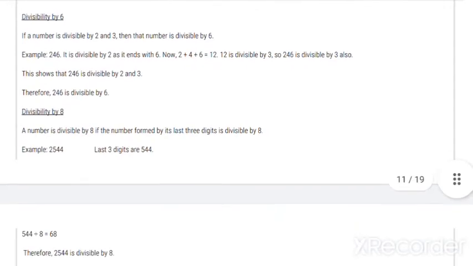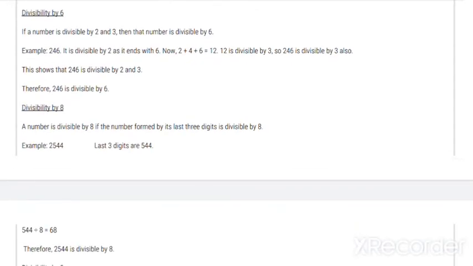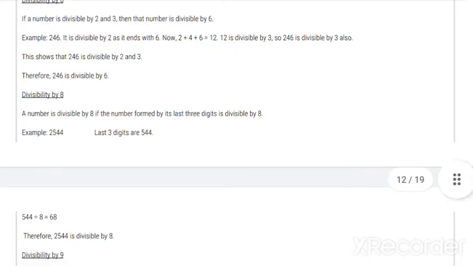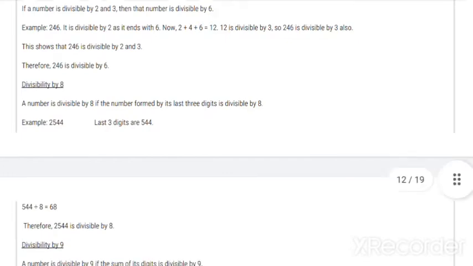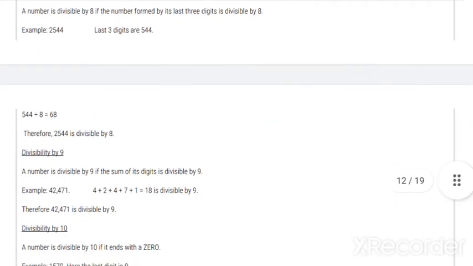Next children, divisibility by 8. A number is divisible by 8 if the number formed by its last three digits is divisible by 8. Like for example, 2544, the last three digits are 544, and the number formed by the last three digits is 544, and it is divisible by 8. Look on the screen. Therefore children, the given number 2544 is also divisible by 8.